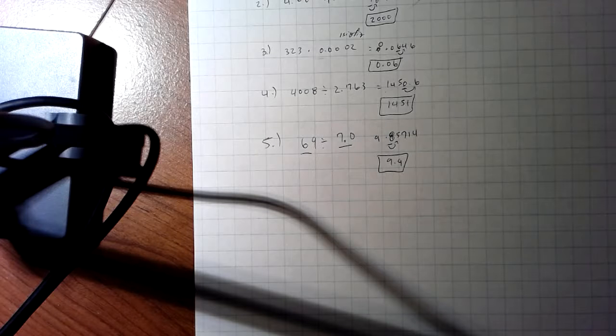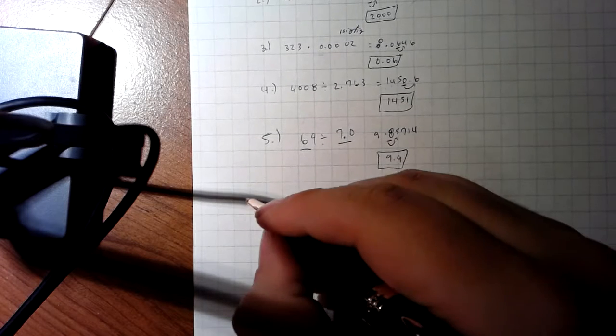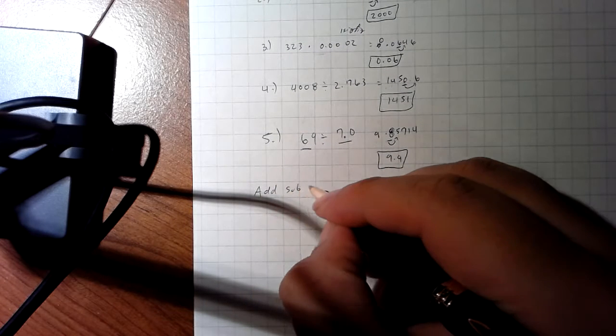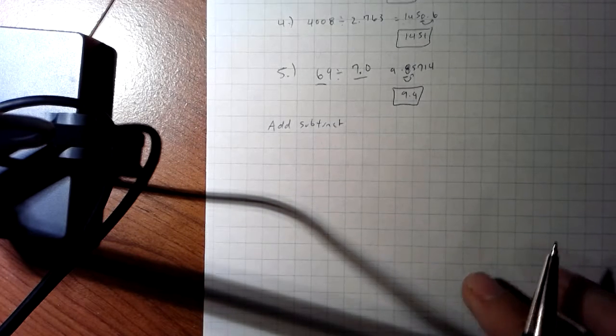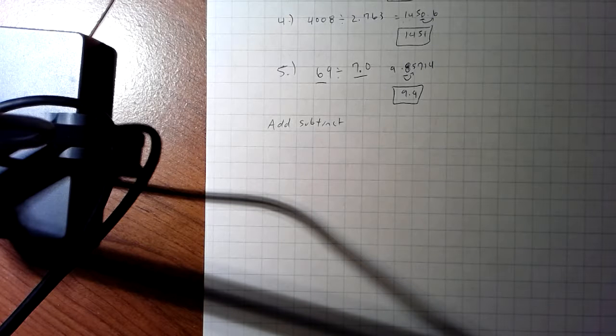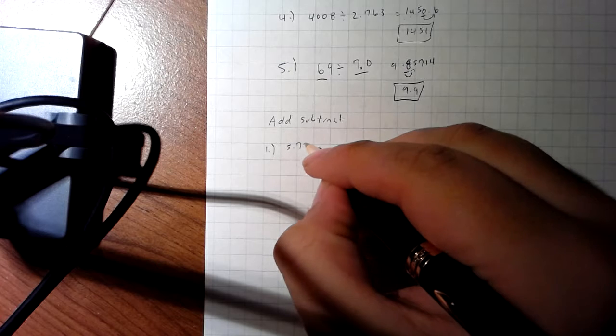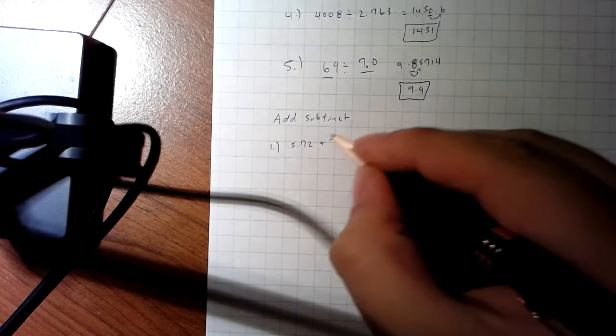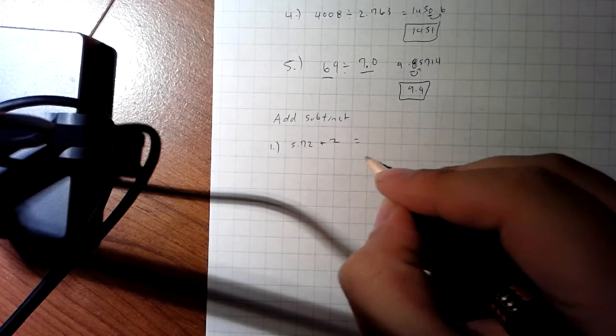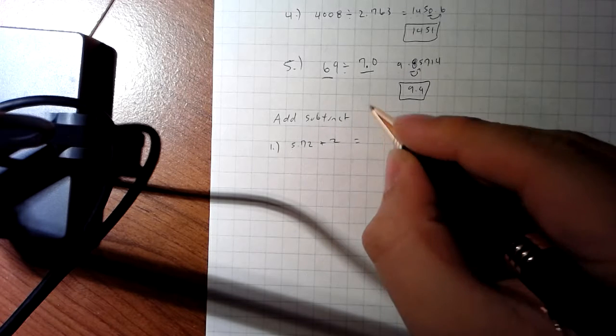Now, we're going to look at addition and subtraction. So whenever we're working with addition and subtraction, we're going to be looking at the least decimal. So let's go ahead and do some addition and subtraction. These are actually a lot easier because you're just looking at the least number of decimal places. Our first one has 5.72 plus 2. So normally when you add this in a regular math class, you would get 7.72.